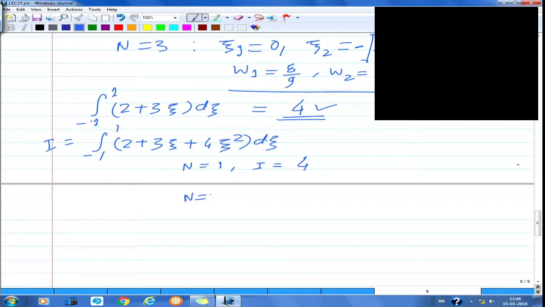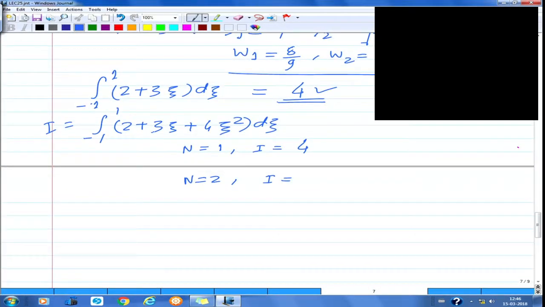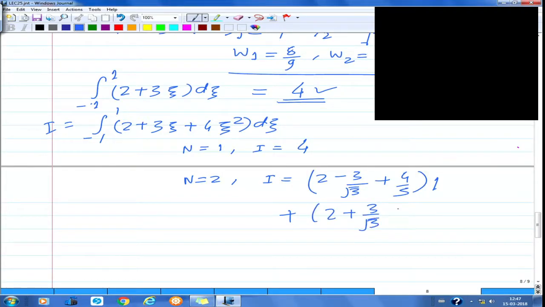If you use n equal to 2, let us see what we get. For n equal to 2, I would be this function evaluated at, for the 2-point integration rule, the gauss points are -1 upon root 3 and +1 upon root 3. So the function evaluated at -1 upon root 3 will be 2 plus 3 divided by root 3 with a minus, that's the function value first at xi equal to -1 upon root 3, plus this will become 4 by 3 into weight factor 1. Then the function evaluated at xi equal to +1 upon root 3 gives you function value as 2 plus 3 by root 3, and of course this part remains the same, which is 4 by 3 into 1.